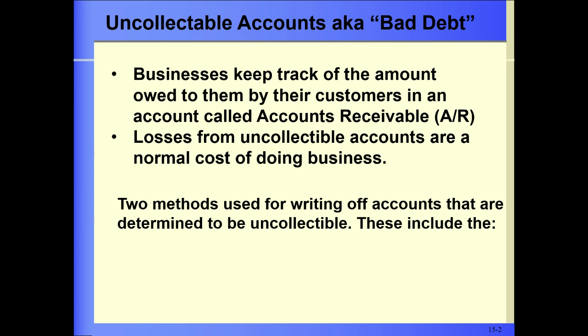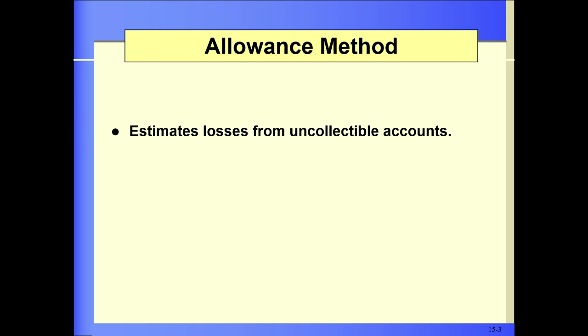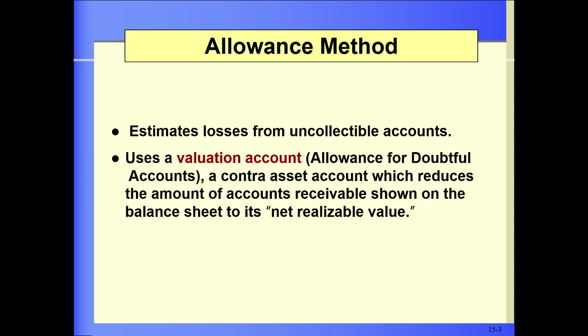Now, there are two methods used for writing off accounts that are determined to be uncollectible. The first is what is called the allowance method, and the second is the direct charge-off method. We're going to take a look at the allowance method first. The allowance method allows us to estimate the amount of these accounts that we think are going to become uncollectible. We use what is called a valuation account, and in the textbook the name is Allowance for Doubtful Accounts. This is a contra asset account, which reduces the amount that accounts receivable shows on the balance sheet.